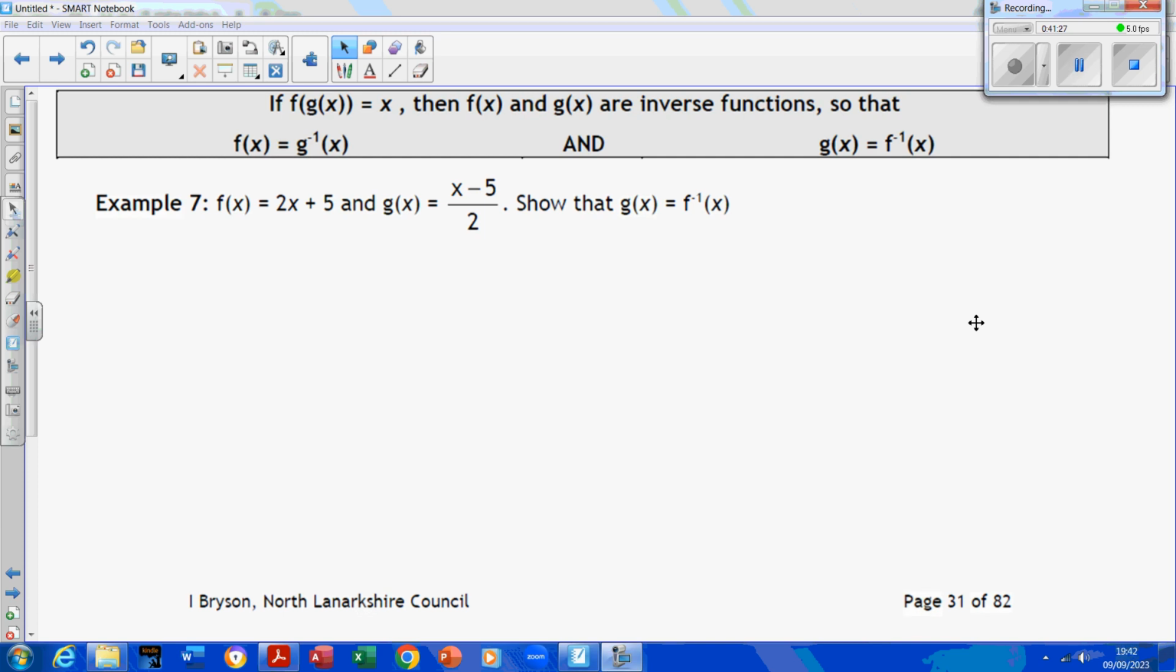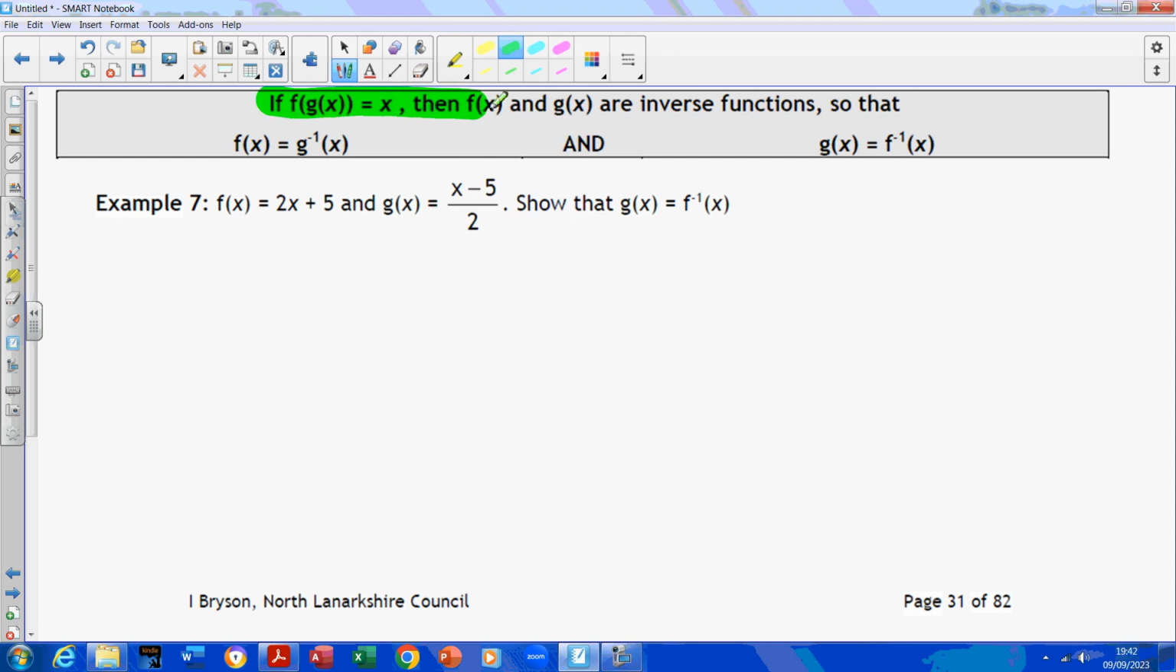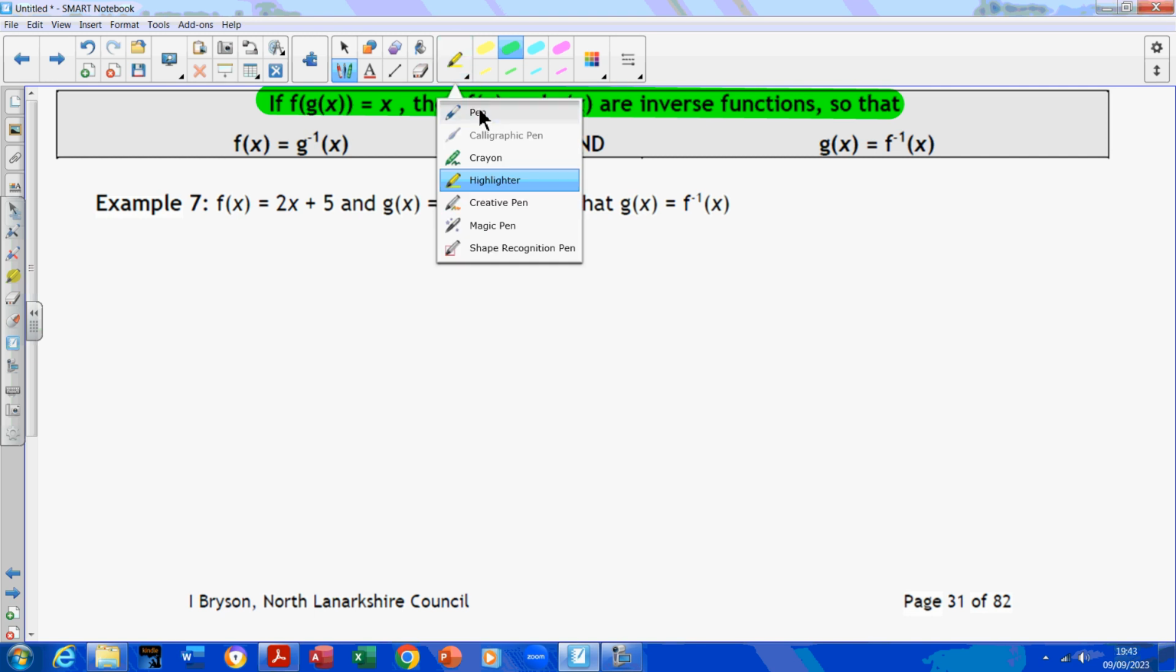This last example, there's your notes there. It says if f of g of x is equal to x, then f(x) and g(x) are inverse functions. That is a wee question, usually worth a wee mark, but it comes up in your paper. So if you do f of g of x or g of f of x and the answer turns out to be x, it means that you've started at x, you've gone somewhere else, and you come back to x. So they're inverse functions. So as soon as you see an answer equal to x, whatever it is, then you know that f and g are both inverse functions of each other.